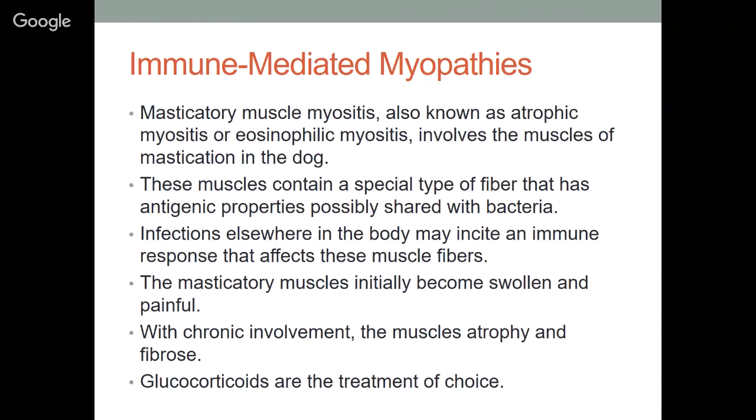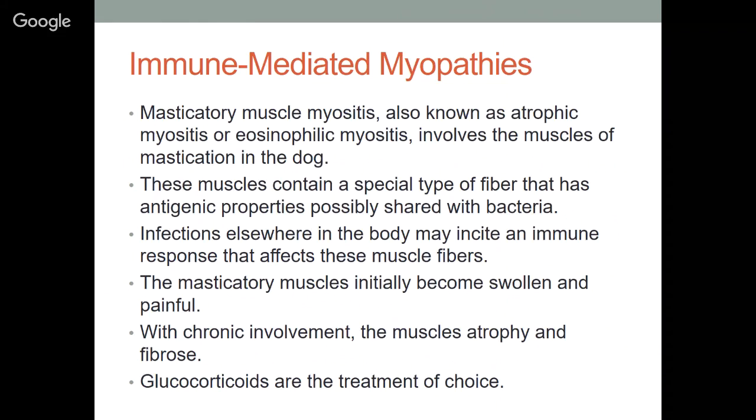Masticatory muscle myositis is also known as atrophic myositis or eosinophilic myositis. Atrophic meaning we have less muscle mass, and eosinophilic meaning we have lots of eosinophils or an allergic response. It involves the muscles of mastication in the dog. These muscles contain a special type of fiber that has antigenic properties possibly shared with bacteria. So the immune system sees it as bacteria and attacks it. Infections anywhere else in the body will incite this immune response that then will attack the muscle fibers.